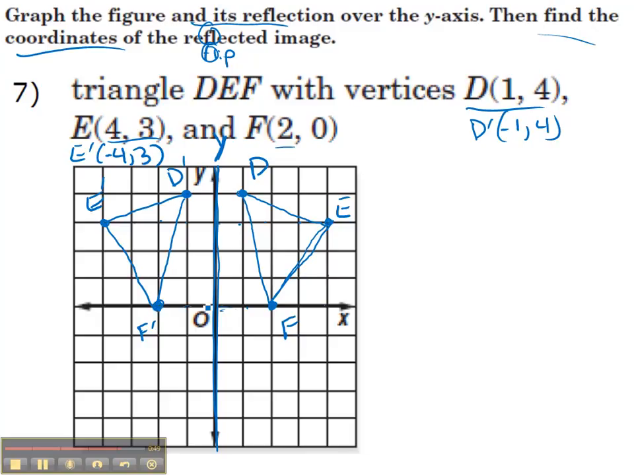And F prime is at negative 2, 0. So you see, if you reflect over the y-axis, your x coordinate changes to its opposite, and your y coordinate stays the same. X coordinate changes to its opposite, y coordinate stays the same. And that makes sense if you think about what's happening when you reflect it, when you flip it over that axis.